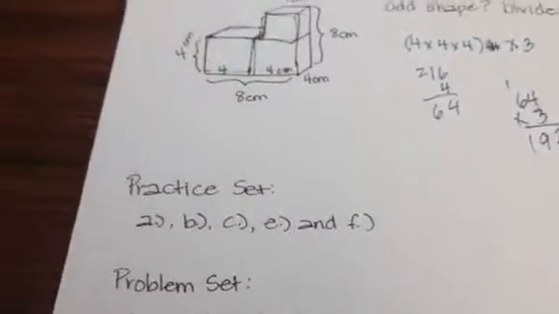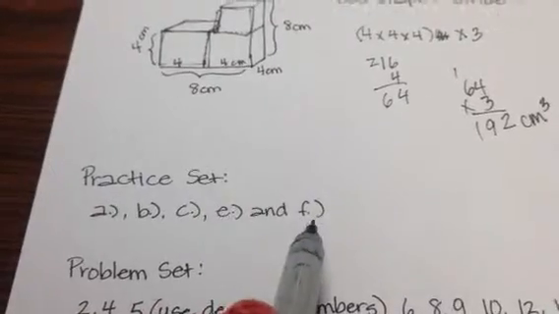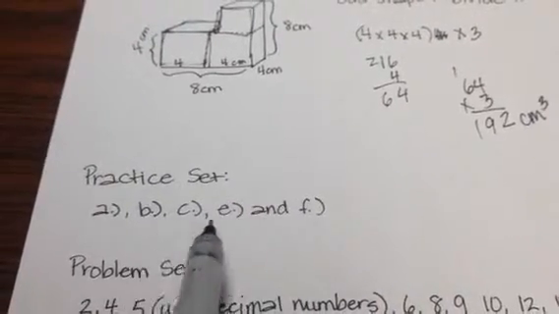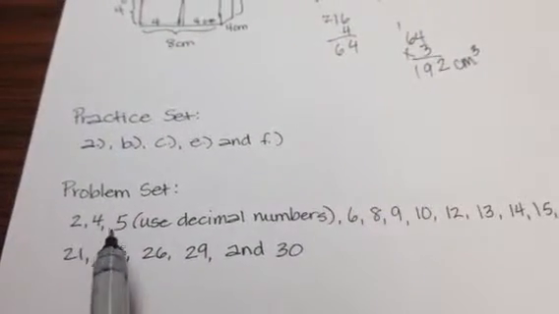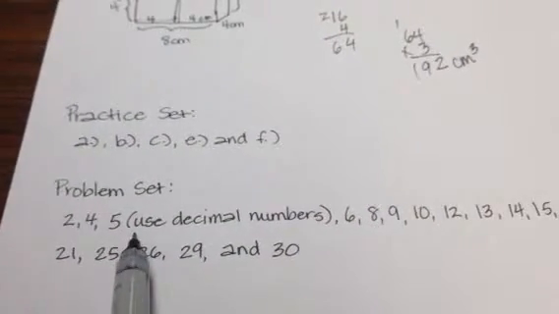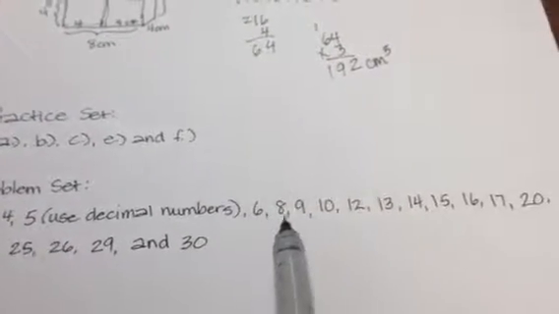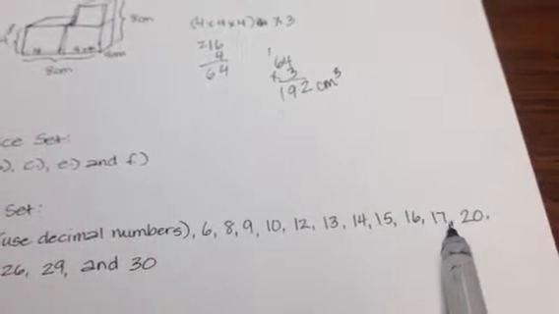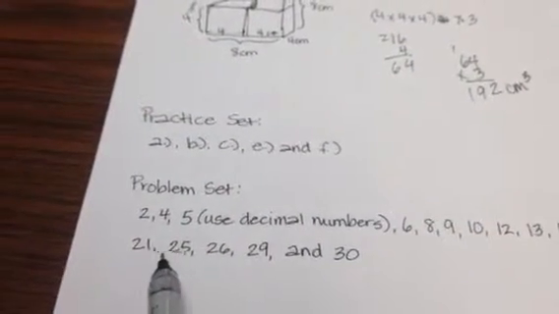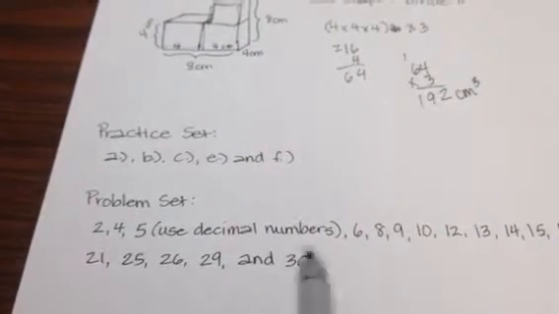All right, so what I want you to do for me, practice set A, B, C, E, and F. They're easy. Do them before class. And then problem set 2, 4, 5, and for number 5, use decimal numbers. That will help you. Then 6, 8, 9, 10, 12, 13, 14, 15, 16, 17, 20, 21, 25, 26, 29, and 30.